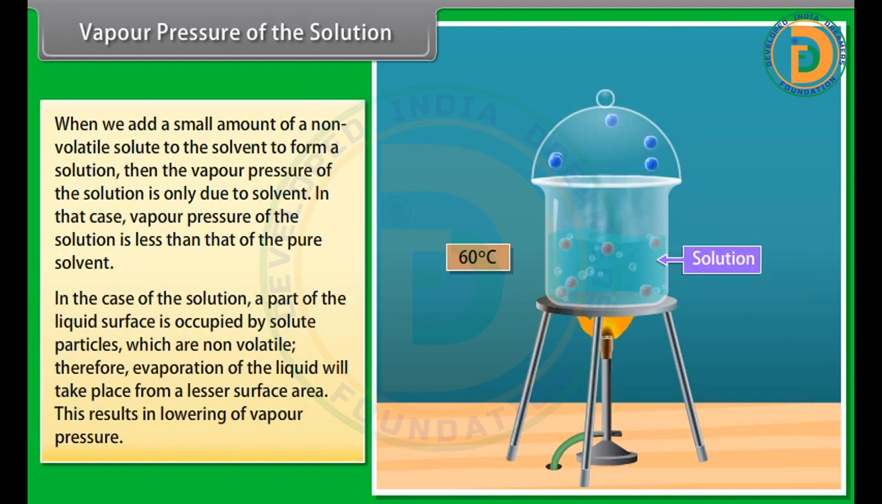In the case of solution, a part of the liquid surface is occupied by solute particles, which are non-volatile. Therefore, evaporation of the liquid will take place from a lesser surface area. This results in lowering of vapor pressure.